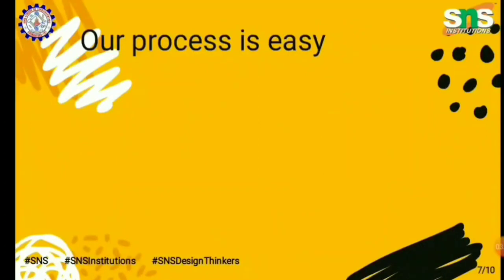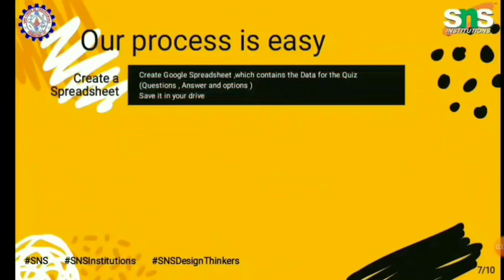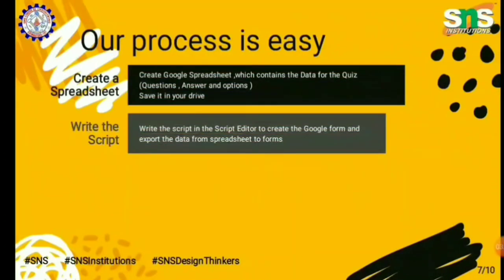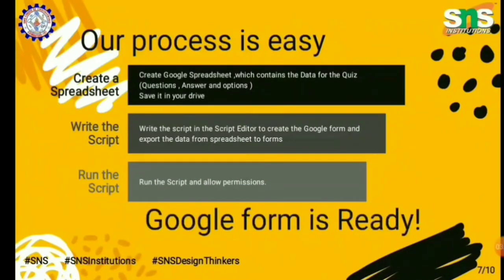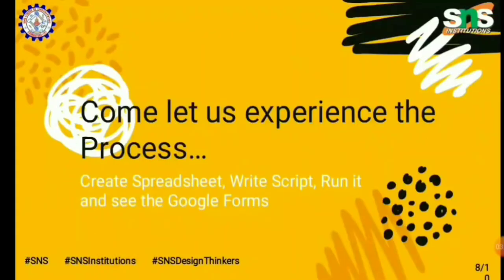This made my process easier. Start with creating the Google spreadsheet with the data for the quiz, write the Apps Script for this in the script editor, and just click run and allow permissions. So after doing these 3 steps, you could see your Google Form is ready. It is simple. Come, let us experience it.